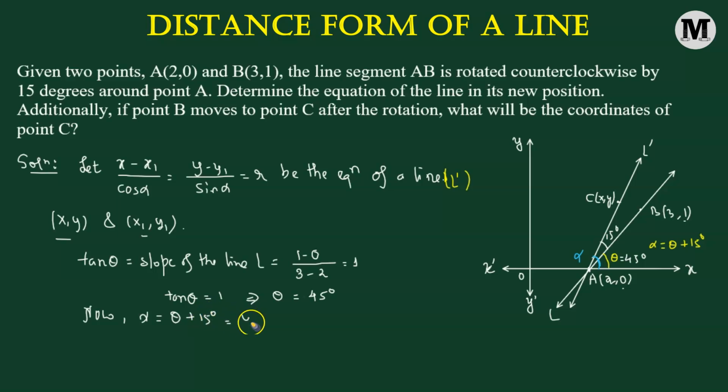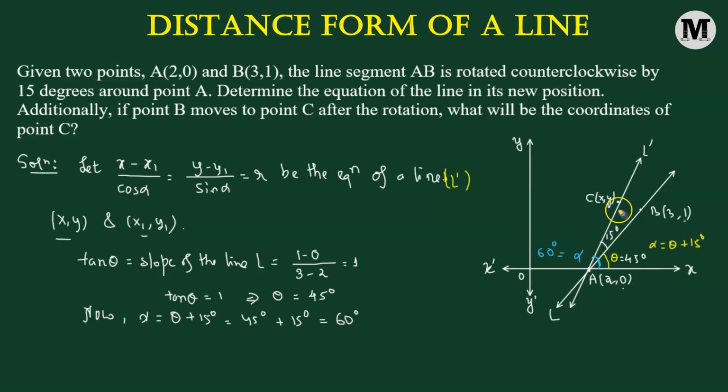So since theta is 45 degrees, we add 45 to 15 degrees, and this is going to be equal to 60 degrees. Now that means for the line L prime, after being rotated by 15 degrees from the initial position about A, alpha comes out to be equal to 60 degrees. So we have one piece of information.